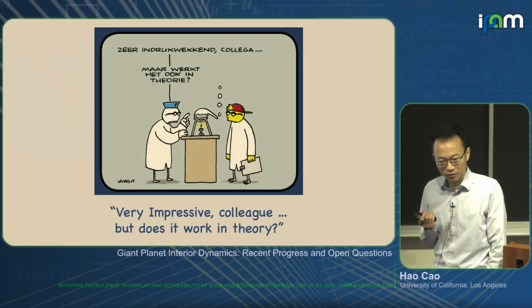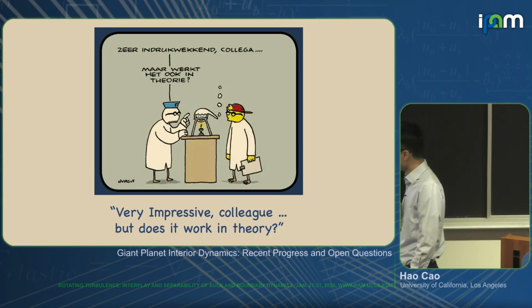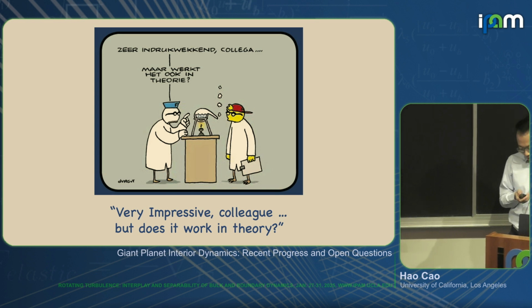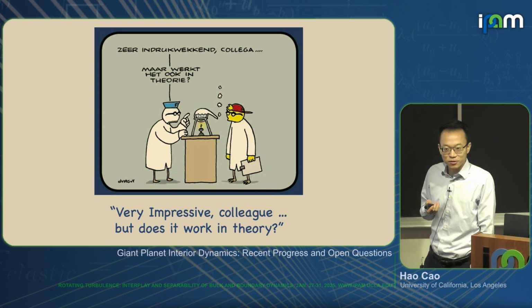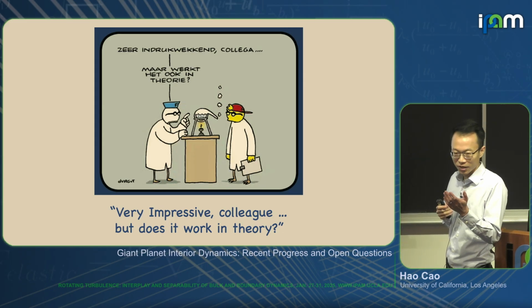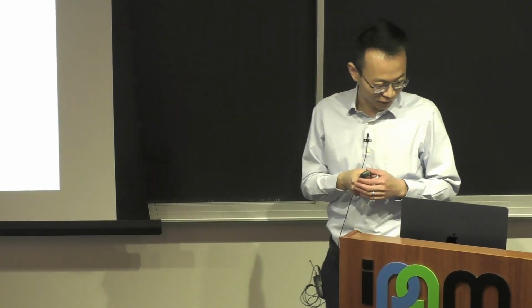So you see, a theoretician is talking to an experimentalist or an observer. He says, very impressive, colleague, but does it also work in theory? I think it pretty much summarizes the situation. That is, we have these wonderful observations, but to a large extent, we only have kinematic explanations for them, and we really don't know how dynamically they work out.